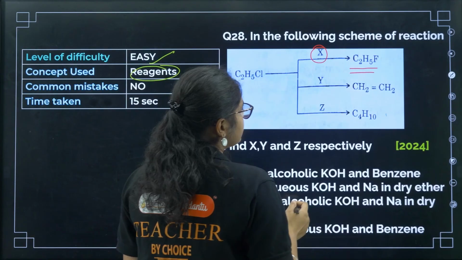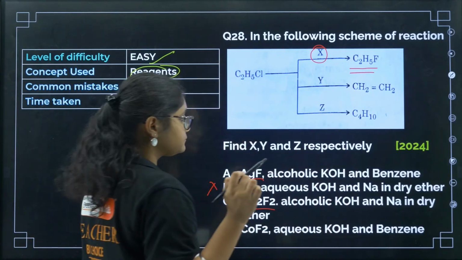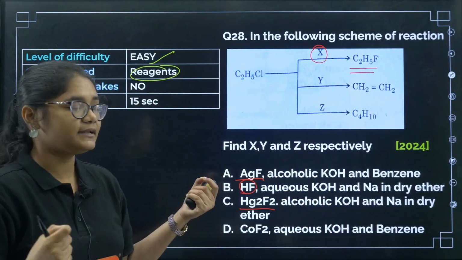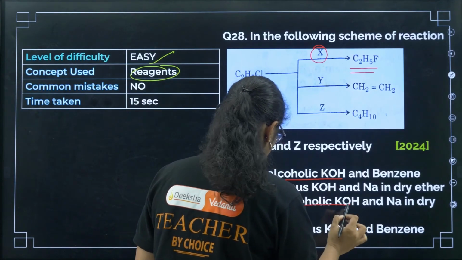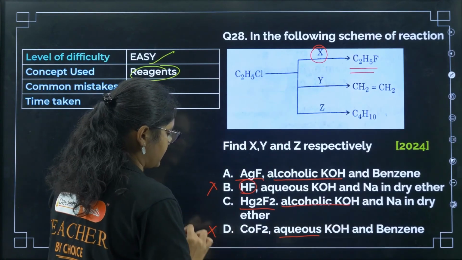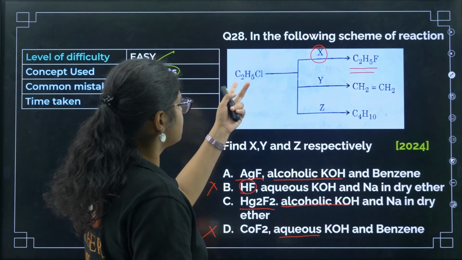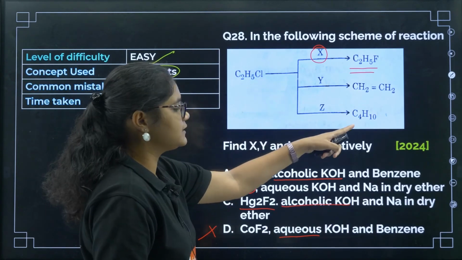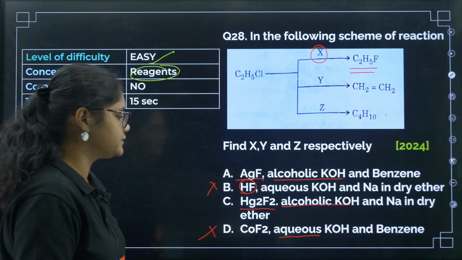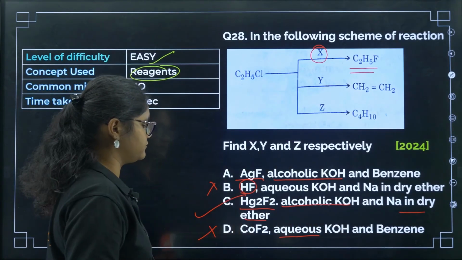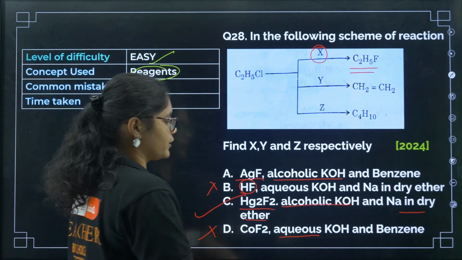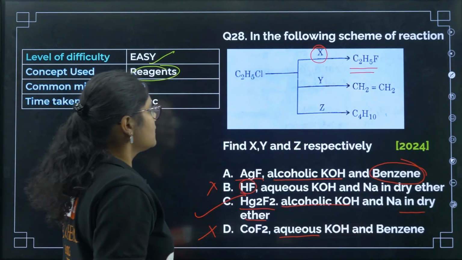Okay. Next you have Y. You can see alkene is formed, so we need alcoholic KOH. Here aqueous KOH, we can eliminate this one. Next we see the number of carbons has doubled, that is Wurtz reaction. We need sodium and dry ether. So the correct answer for this question will be option number C.